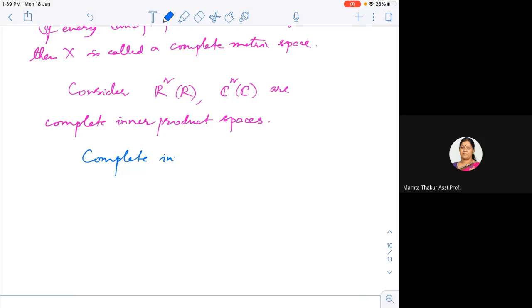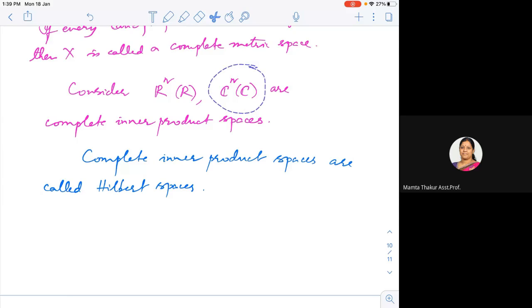Complete inner product spaces are called Hilbert spaces. Remember, for our purpose in developing the theory pertaining to quantum computing, we will mostly be concerned with only this kind of spaces, not the others. Any of these are complete inner product spaces.